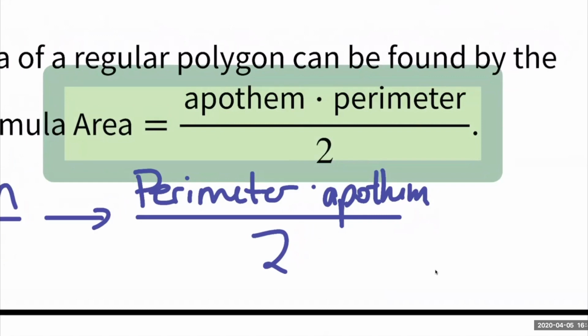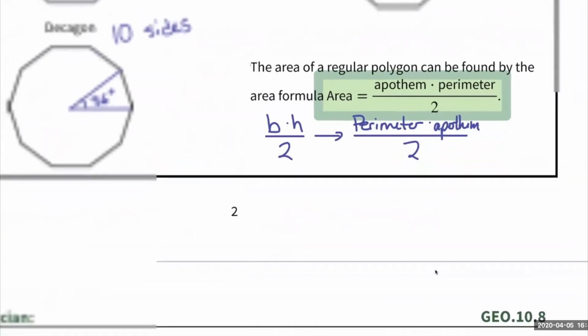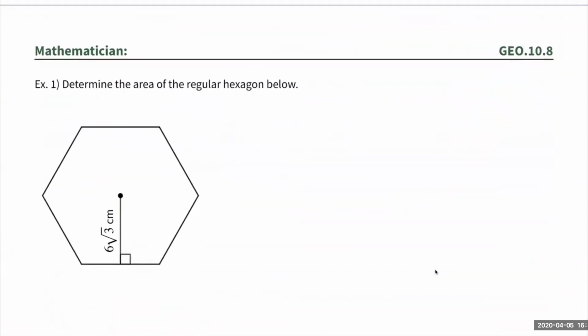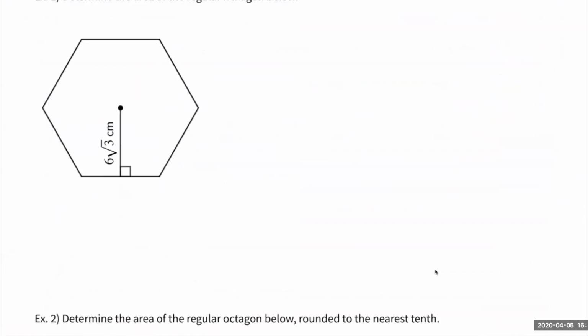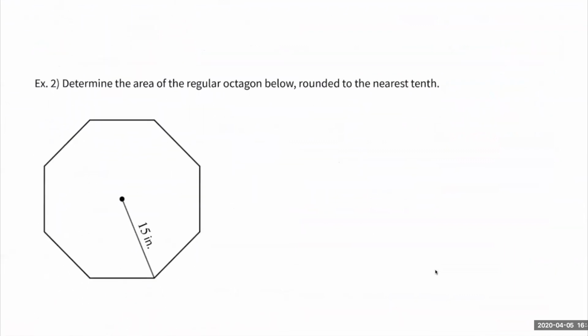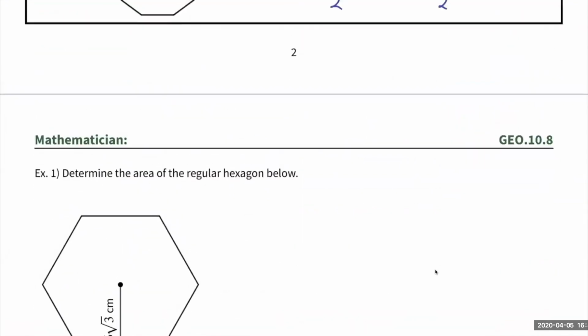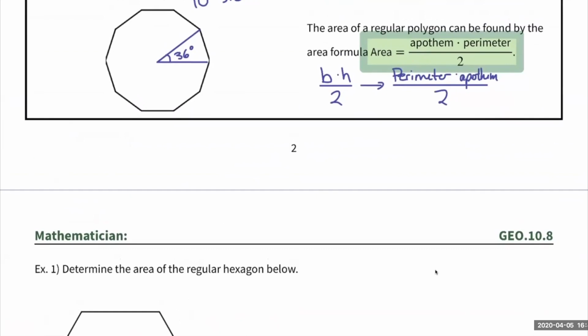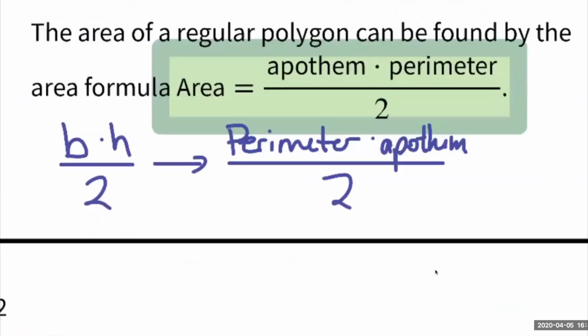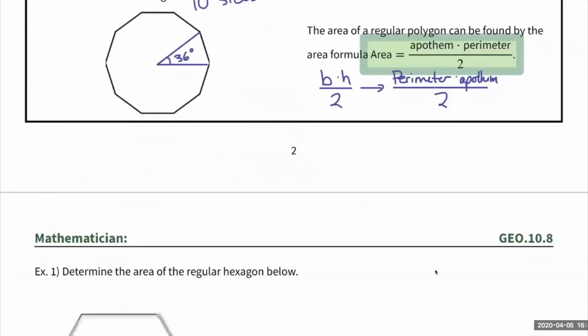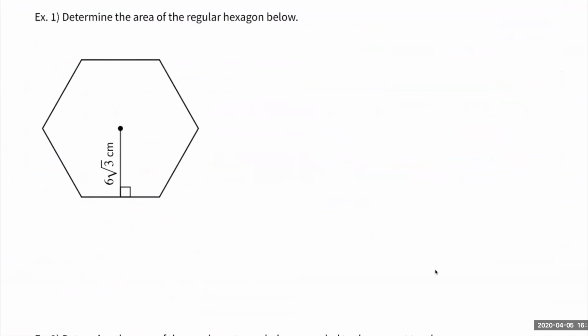All right, so here's what we're going to do. I have got 2 example problems down below. Find the area of this regular hexagon, find the area of this regular octagon. I want you to just try it on your own. See what you can recall from what we did previously, some of the techniques that we've been doing in this unit, and how you can apply them in this formula. Area is equal to apothem times perimeter divided by 2. Try these problems out, pause the video, and come back when you're ready.